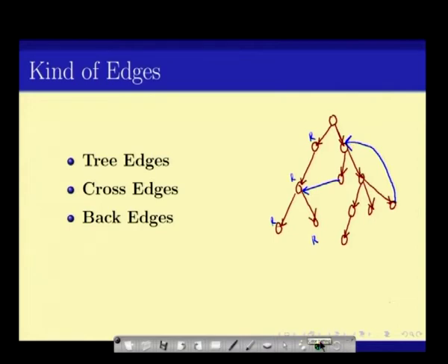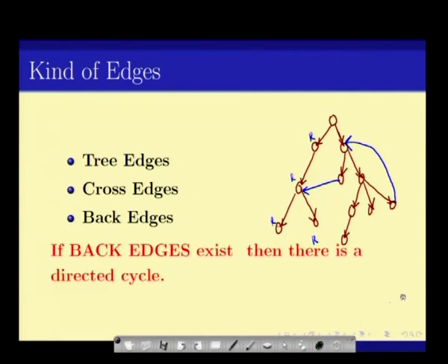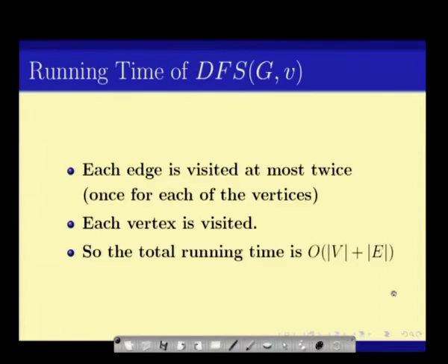It is very easy to keep track of which one is a cross edge and which one is a back edge. More importantly, this says that while doing the DFS, if I encounter any back edge, that means I have got a directed cycle. What is the running time of the algorithm? It is the same. As we discussed last time, it is order V plus E.